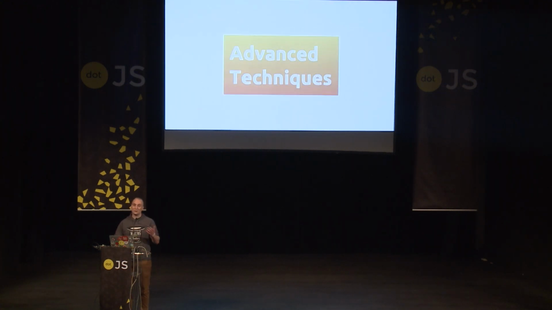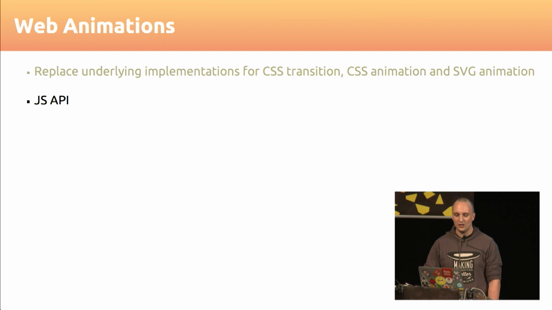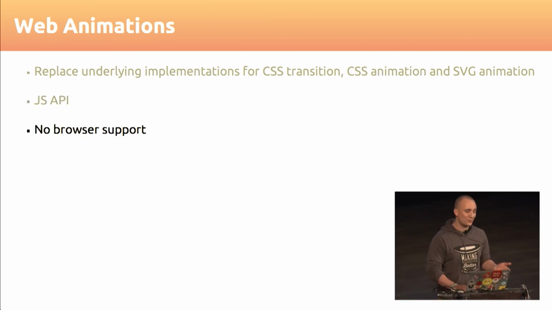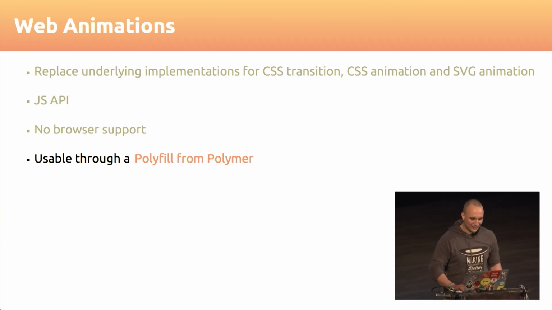And if you want more cool techniques, because these 2 work in every browser that supports CSS animations and the audio element, you could use the Web Animations API, which is an attempt to replace the underlying implementations of CSS transitions, animation, and SVG animation. You will get a nice JS API. It has no browser support yet, but it's usable through a polyfill from Polymer. So you can play with it in every browser now.